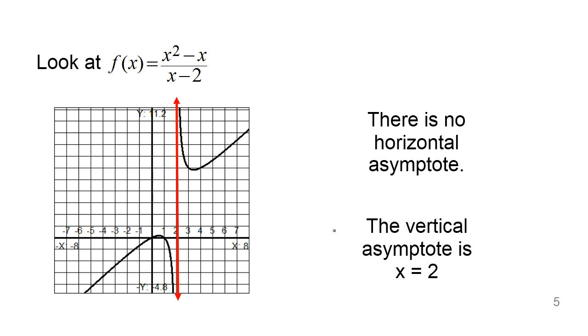Take a look at this graph. It looks a little bit strange. It does have a vertical asymptote because the graph does hug the line x equals 2, but there is no horizontal asymptote.